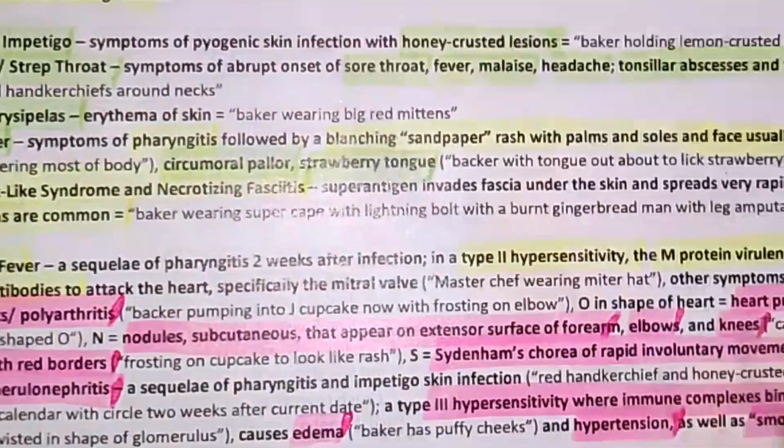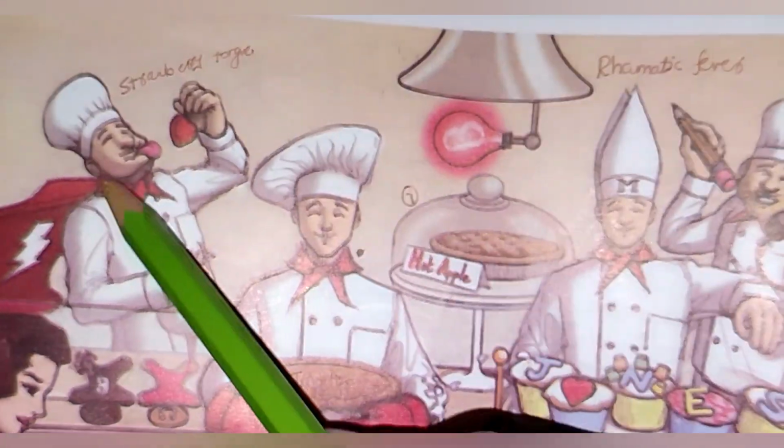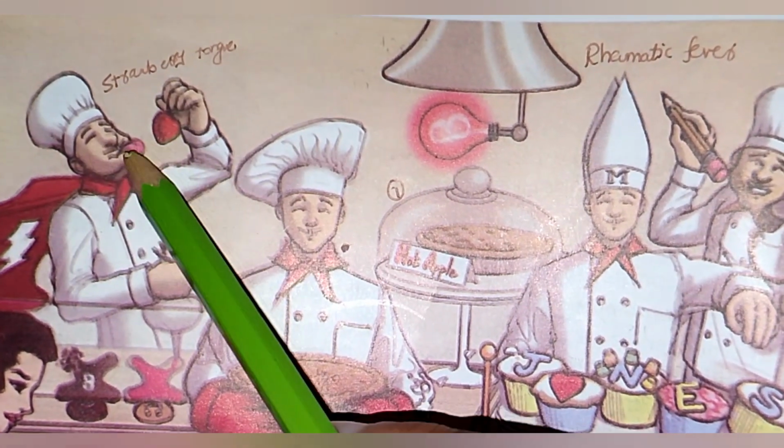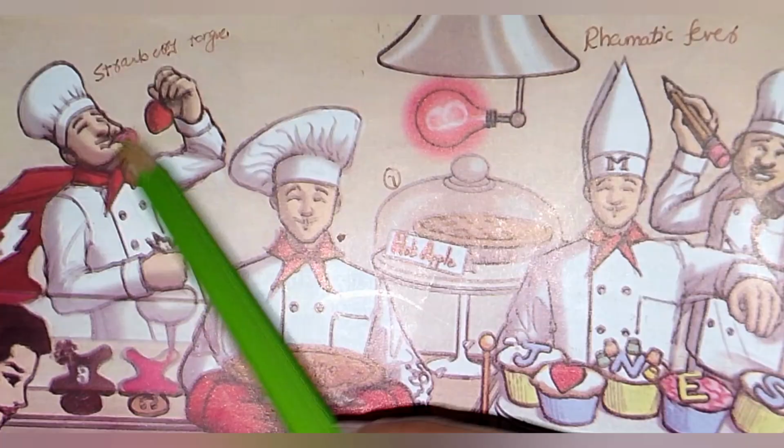Then the other symptom of the scarlet fever is the circumoral pallor and strawberry tongue, that is represented by this chef that is eating a strawberry. And his tongue is also white, so it is represented that it will be having the strawberry tongue.